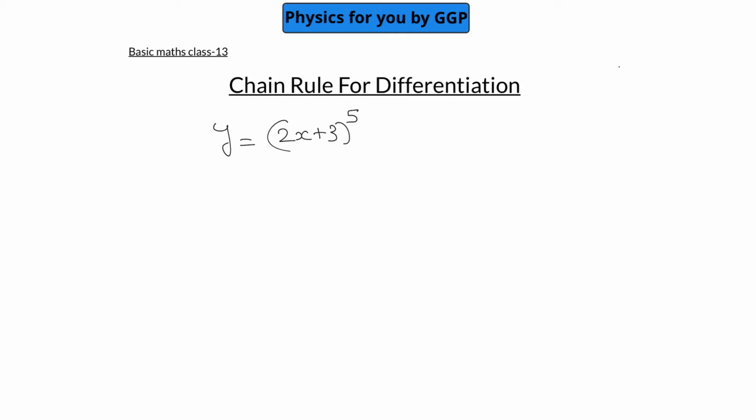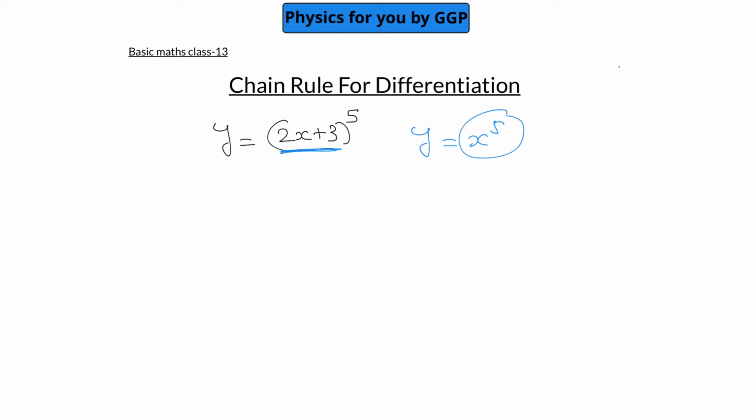If it is just 2x plus 3, then we know how to find the value of dy by dx. Or if it is in the form of, let's say, x raised to 5, then also we know how to find dy by dx. So this is in the form of function in function. Function in function means this 2x plus 3 is a function, and if I write y is equal to x raised to 5, that is another function. So we can consider that 2x plus 3 is an inside function of a main function, which we can assume to be x raised to 5.